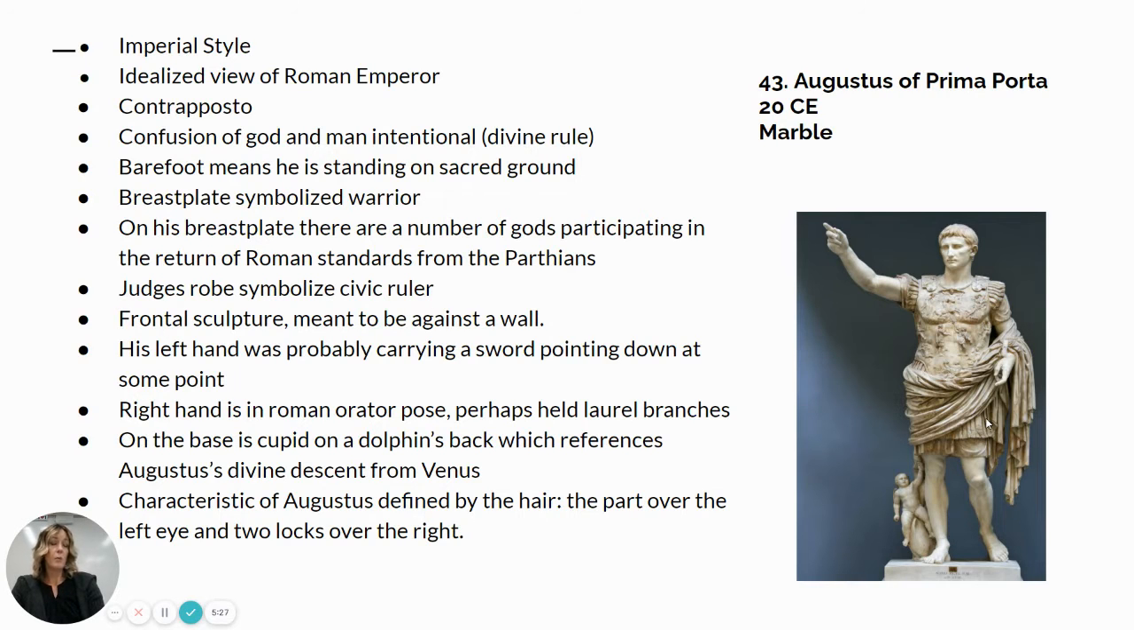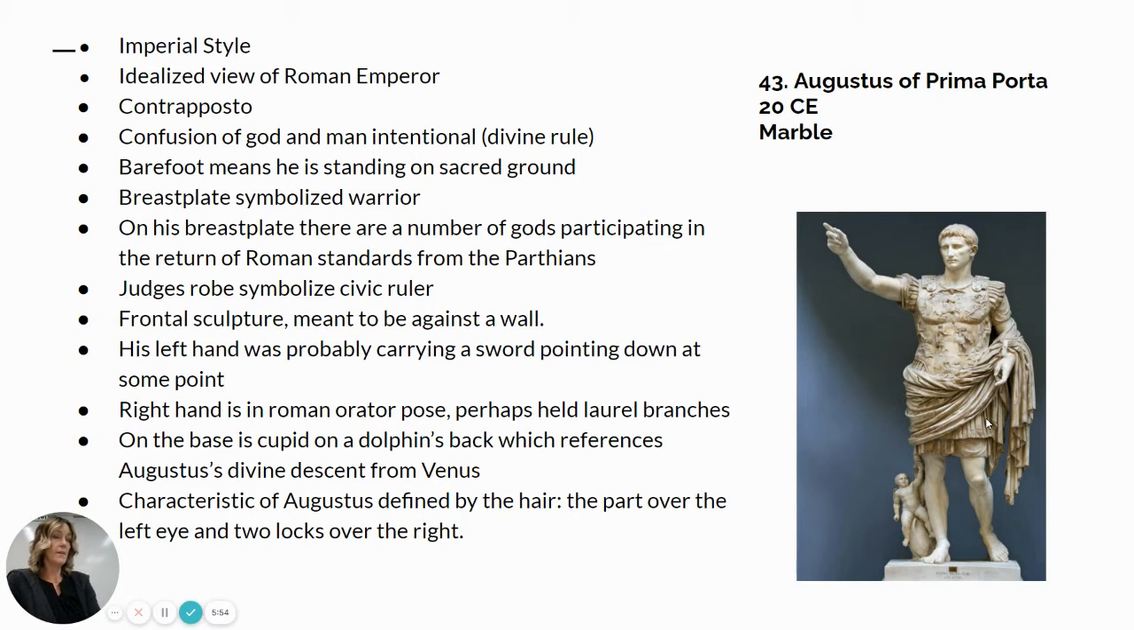Our next image that we've already looked at is image number 43 in our book, and we really critiqued him in class together and tried to use some of our observation skills to notice important details about him. Well, now the title of this sculpture is Augustus of Prima Porta. It's from 20 CE. Okay.